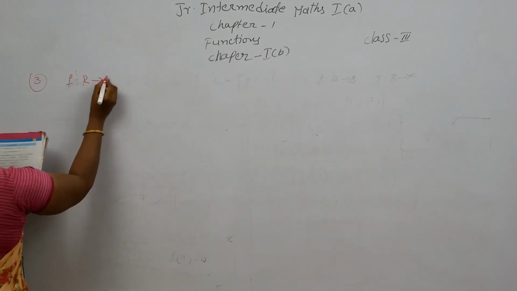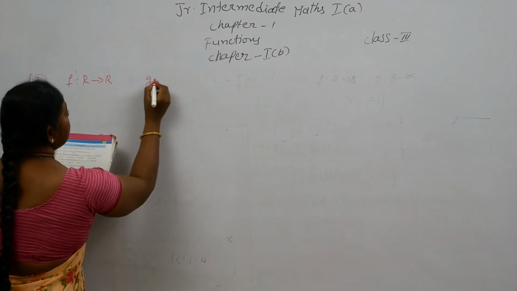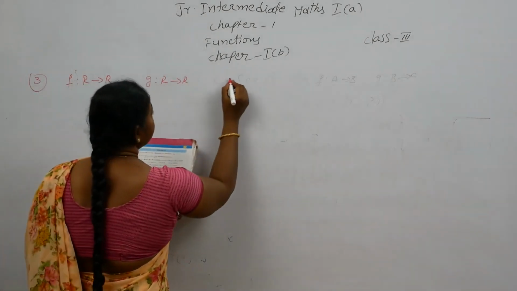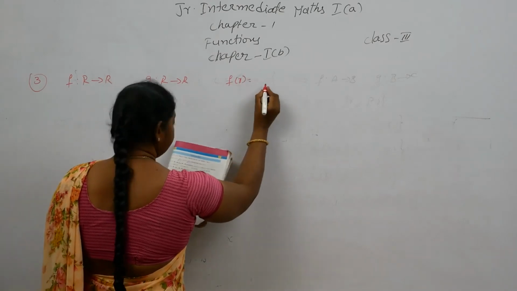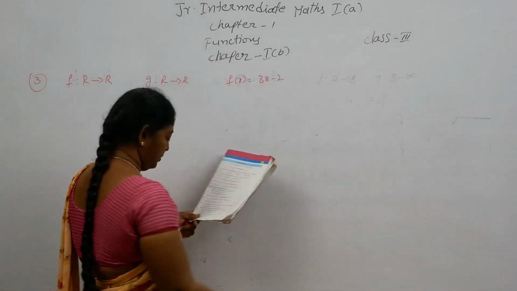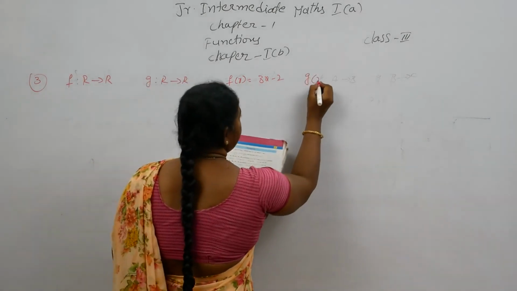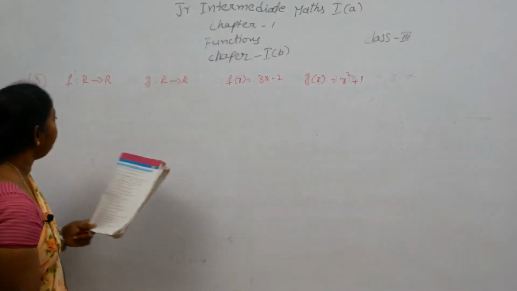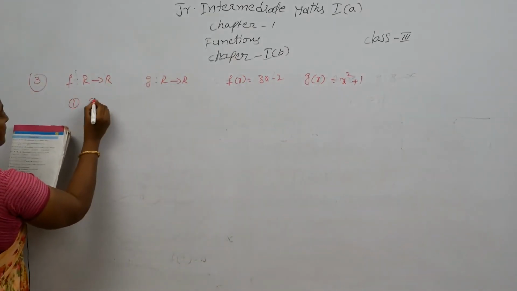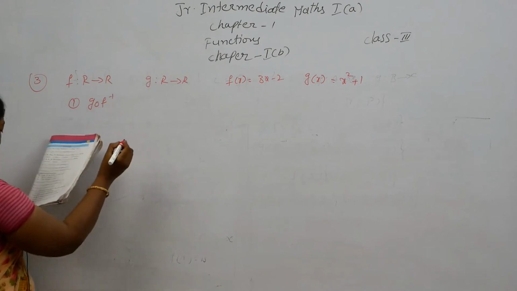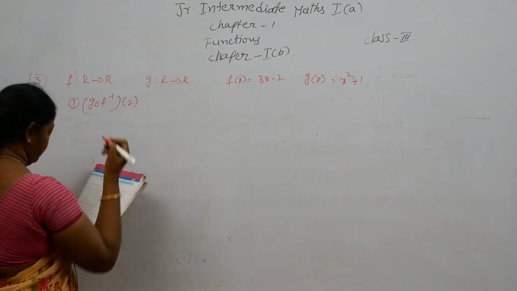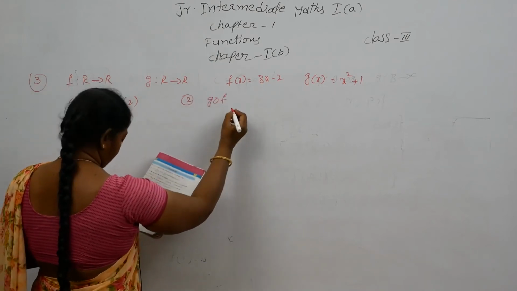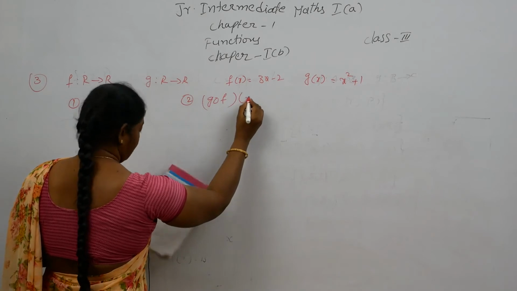F from R to R, G from R to R defined by f of x equal to 3x minus 2 and g of x equal to x square plus 1. We have to find the values of G circle F inverse of 2 and second, G circle F of x minus 1.